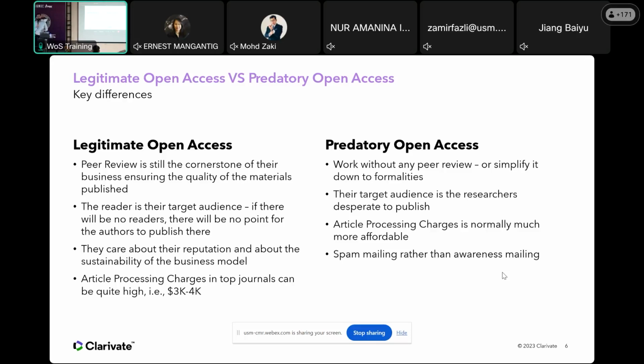I would say that you can even tell by the language of this mailing whether this is spam from a predatory open access publisher or a legitimate one, because a legitimate publisher's mailing is normally meant to raise awareness. So if they are running an email campaign to the authors, there are a few distinct messages there.